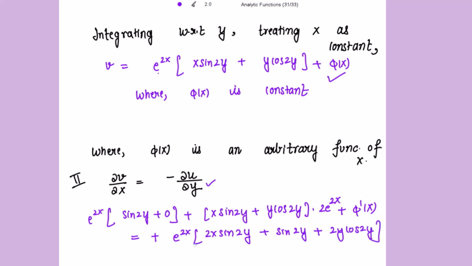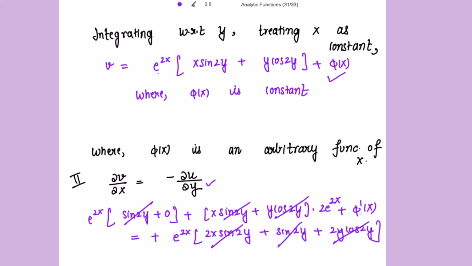From here, if you notice, this sin 2y is cancelled out with this sin 2y with e^(2x). So this is cancelled out with this one, and here I am having 2 times e^(2x) into x sin 2y, and I am having from here 2 times e^(2x) x sin 2y. So this term is also cancelled out. And similarly, I am having 2 times y cos 2y, and I am also having here 2 times y cos 2y. So this term is also cancelled out with this term.